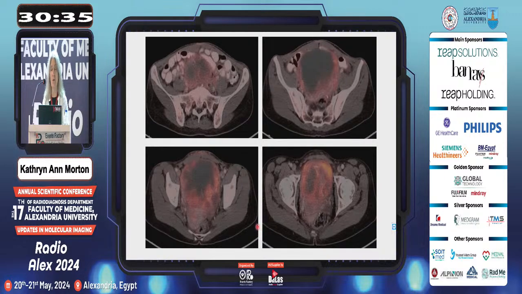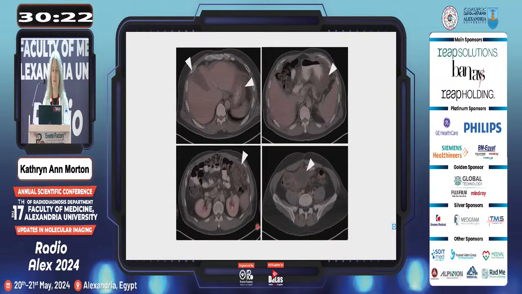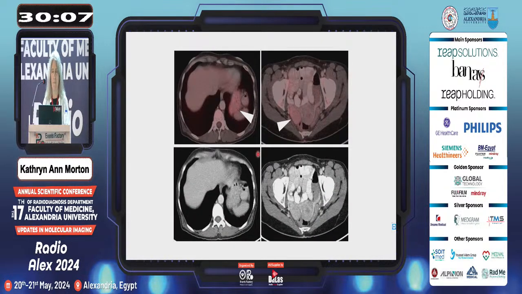This looks very similar, but this was actually a mucinous colon cancer that had metastasized to the ovary. I showed this case, no, I guess this is a different case, but this is a spread of mucinous tumor within the peritoneal cavity as well as within the omentum, with very low metabolic activity. And this patient I showed you with gastric cancer had metastasized to the ovary, a Krukenberg tumor.